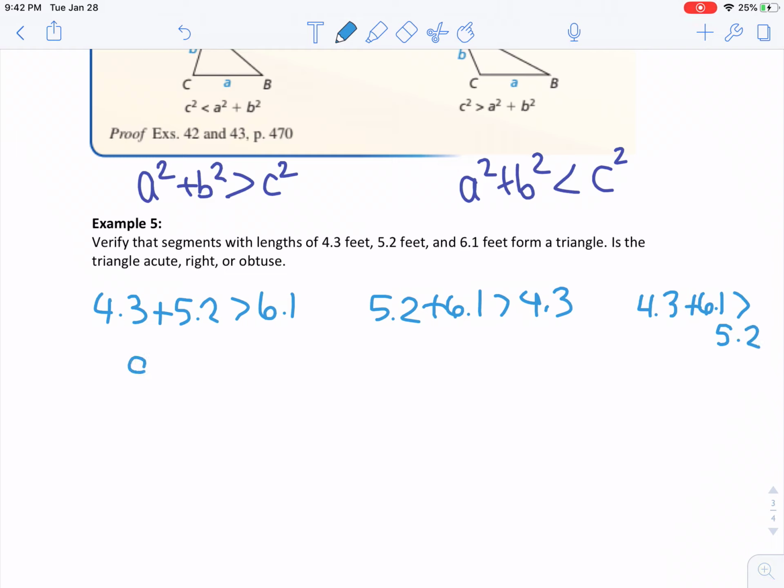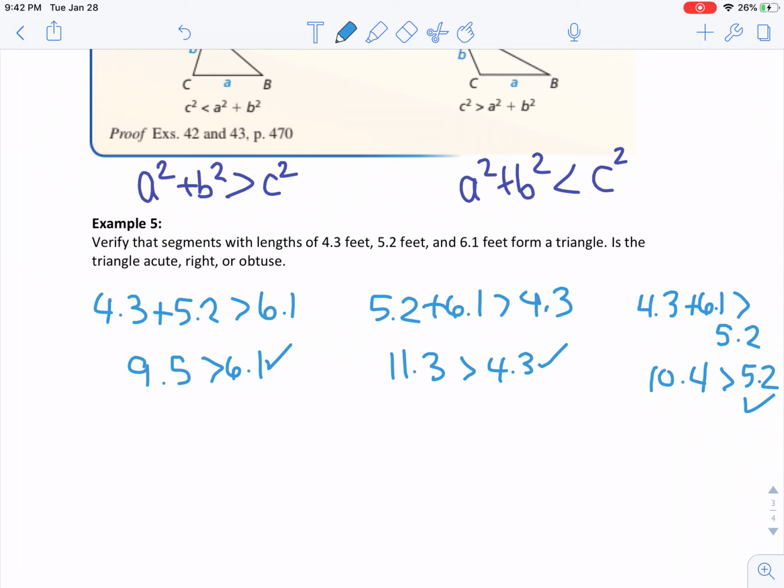So this one here gives me 9.5. Well, that is bigger than 6.1. This one gives me 11.3. That's bigger than 4.3. And this one gives me 10.4. That is bigger than 5.2. So it is a triangle. Now, is it obtuse, acute, or right? That's what we need to decide.